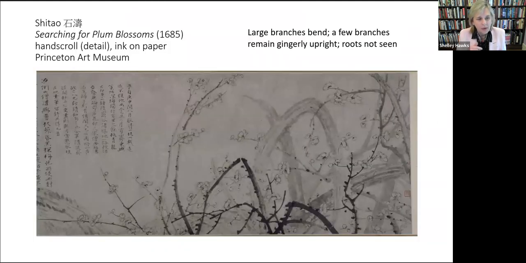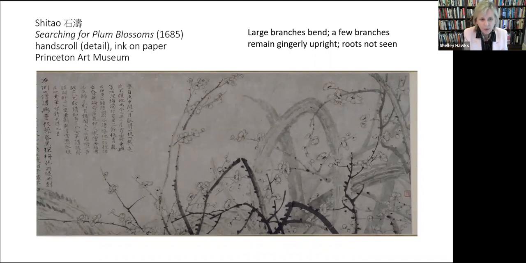Now, Shitao is also known for the plum blossom. This was a flower that meant a lot to him. The plum blossom is known as the earliest flower to blossom, even before the cold season is over. The plum is early to blossom and can thrive in those cold temperatures. And what he's pictured here is not a plum cultivated in a garden. This is a wild plum hidden in the mountains, perhaps.